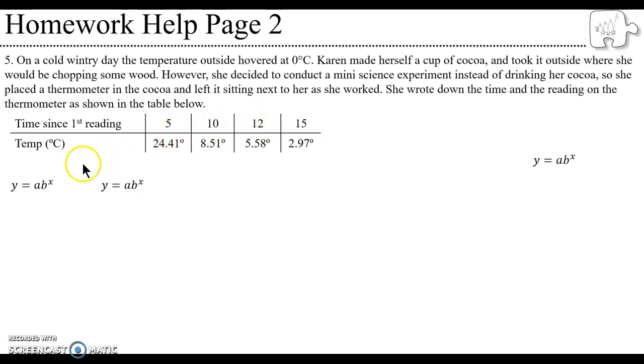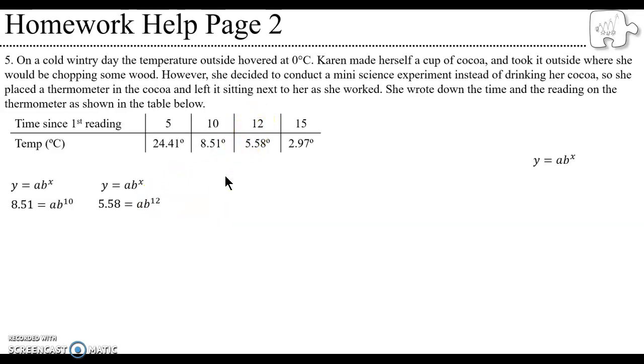Remember that the x value is usually time. So since the x value is time, we're going to plug in 10 and 12 for x. We're going to plug in 8.51 and 5.58 for y. 8.51 degrees after 10 minutes, 5.58 degrees after 12 minutes.